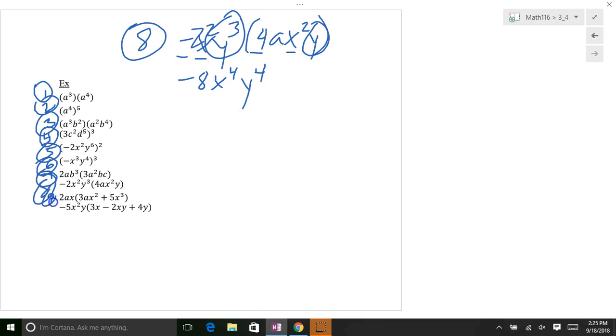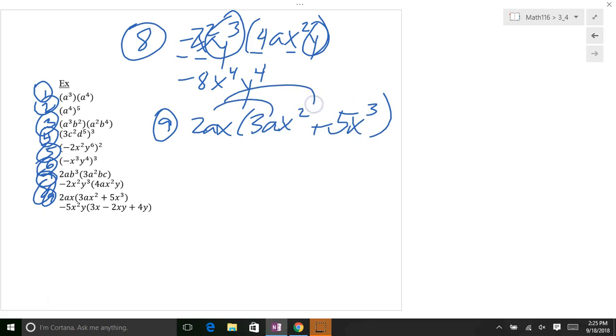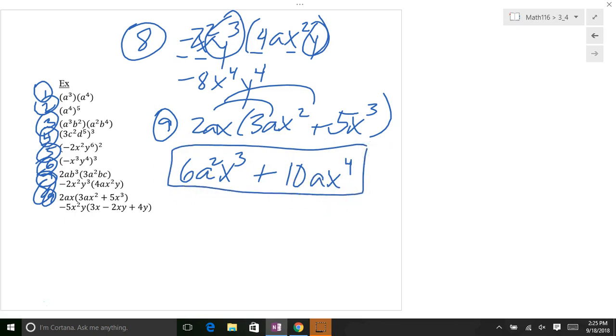Number 9, second to the bottom there, we got 2ax times 3ax squared. Notice the plus here, so we got to distribute that, plus 5x cubed. So we got 2 times 3, 6, a times a squared, x times x squared, x to the 3rd, plus, because we got a positive 2 times a positive 5, 10. We got x times x cubed, x to the 4th. There's number 9, and then finally number 10.